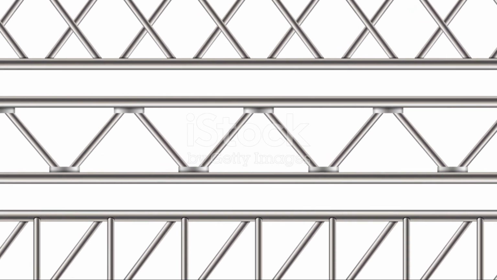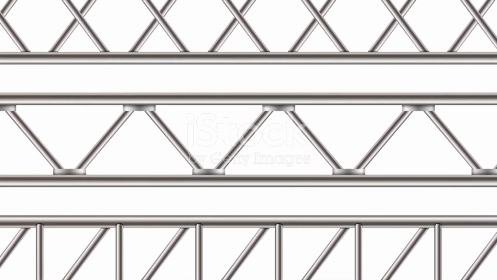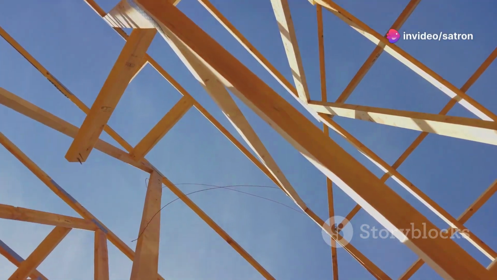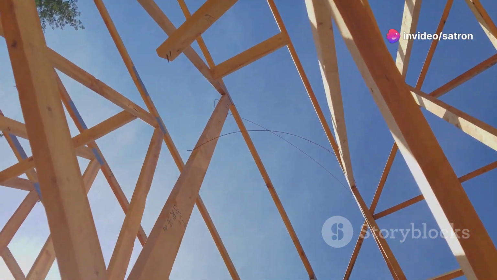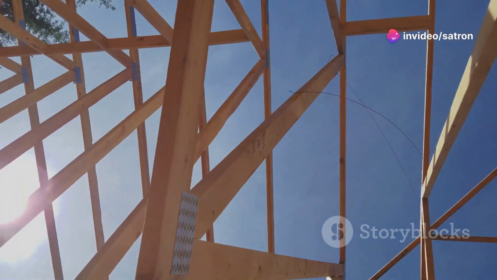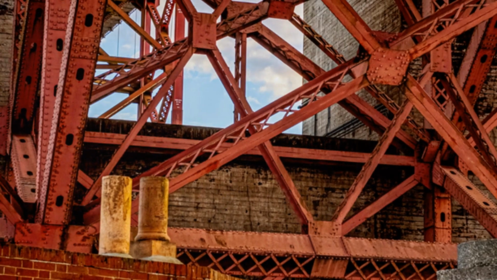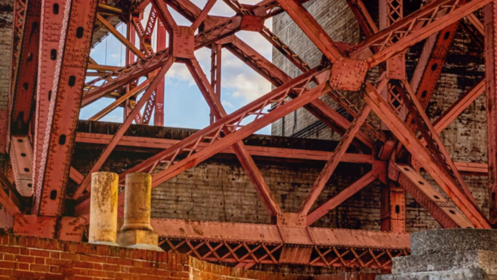A truss is essentially a series of triangles connected together to form a rigid framework. The individual members of a truss are typically subjected to either tension or compression, but not bending. This allows engineers to use materials more efficiently, resulting in lighter and more economical structures.